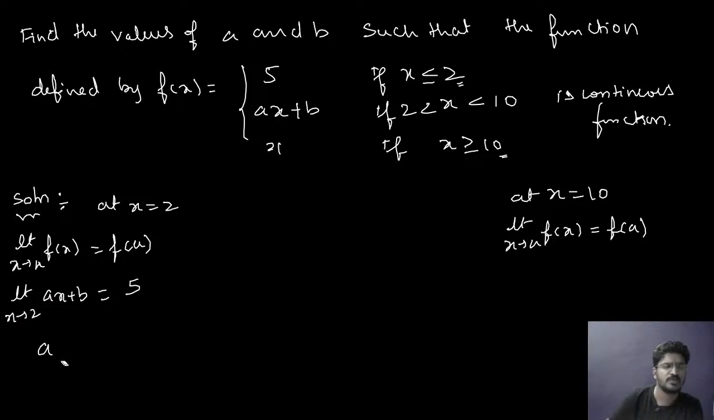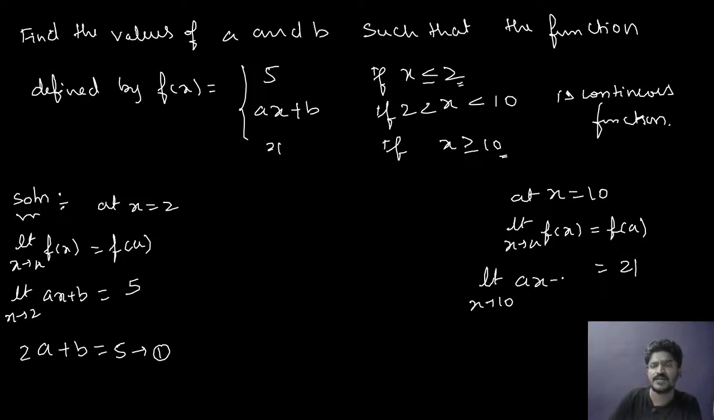That will be 2 times of a plus b equal to 5. This is equation 1. In the same way, f of a at x equal to 10, you got 21. So the limit as x extends to 10, you have the equation ax plus b. So the x value is 10: 10a plus b equal to 21. So this is your equation 2.